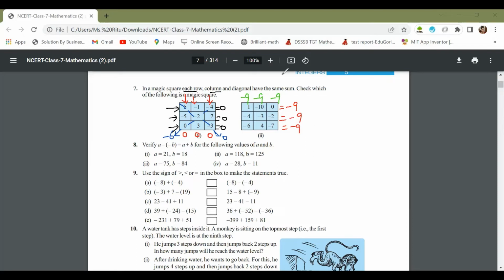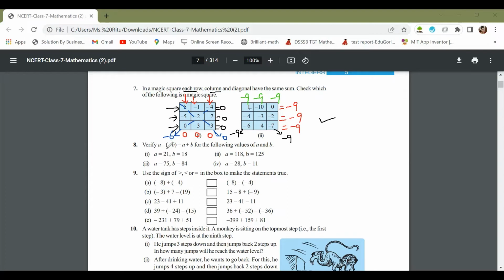Let's see the diagonals this time. When we talk about the diagonal, 1 minus 3 and minus 7. So 1 minus 3 is minus 2. Minus 2 minus 7 is minus 9. So this diagonal is also giving minus 9. Let's check the last diagonal. 0 minus 3 is minus 3. Minus 3 minus 6 is minus 9. So this diagonal is also giving minus 9. So this second part is a magic square because the sum of each row, column and diagonal is giving the same answer, minus 9. This would be the reason.